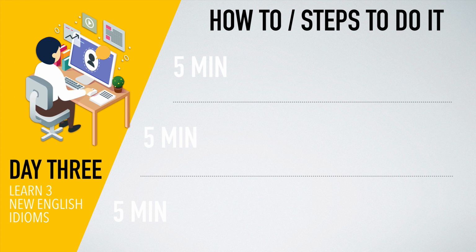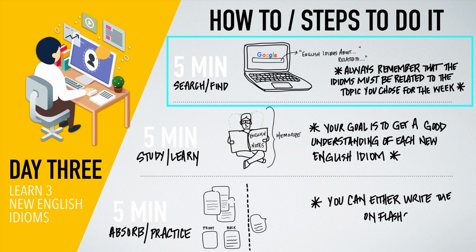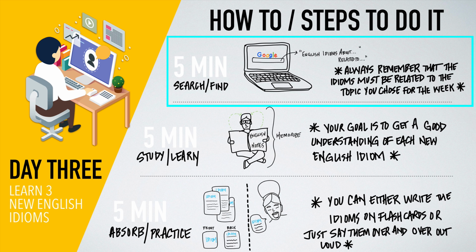So how do we do this, all right? So again, the 15 minutes is broken up into 3 different parts. Here we go. Search and find. So we're going right back to the computer or your cell phone or whatever device you're using. Okay. We're going to Google and we're typing in English idioms about or related to the topic you chose for the week. Each week you can choose a different topic. This is how you're going to enhance your English skills. Okay. Even though it's only 15 minutes, you will enhance your ability to talk about certain topics each and every week, okay? All right, so always remember that.